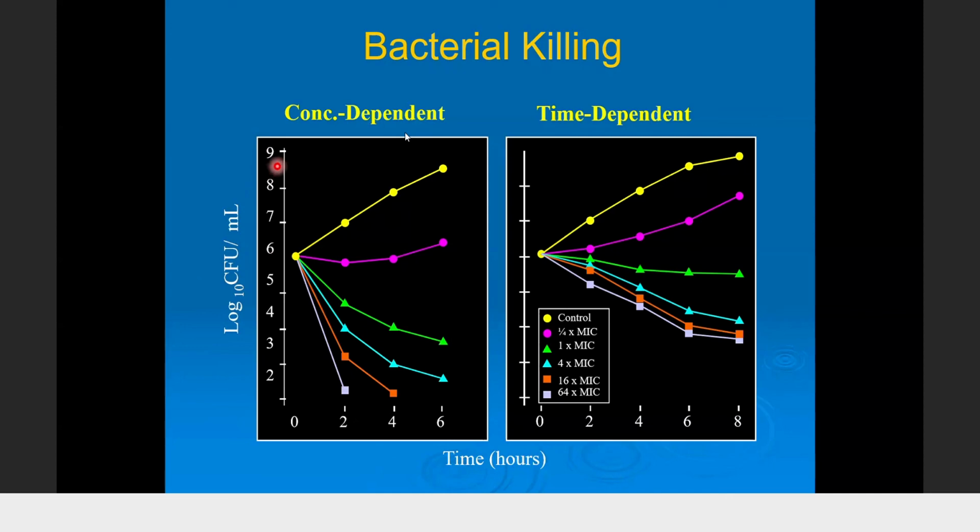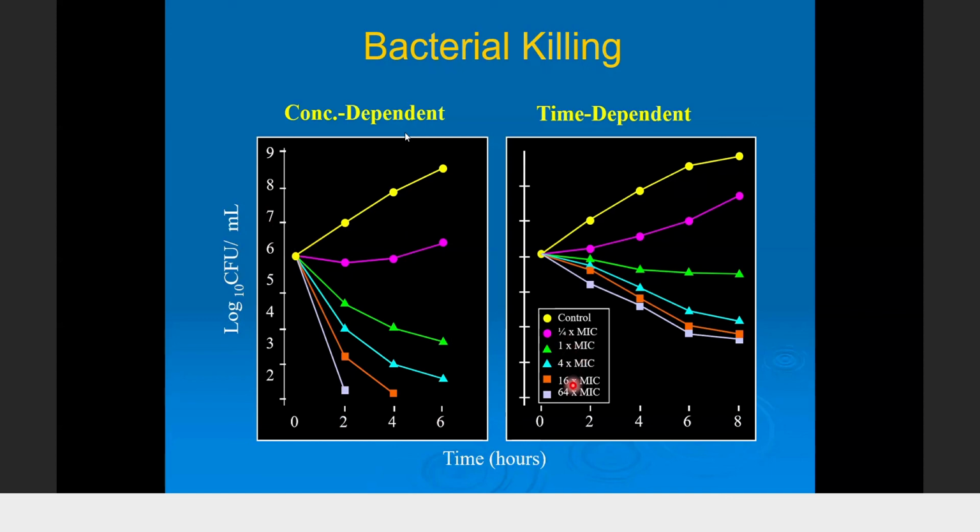Here, as you can see, the y-axis is the log CFU, colony forming unit per ml. This is the bacteria count, versus time. The yellow line here is the control, which is just the bacteria without treatment. It shows a rise in the colony forming unit, CFU, which is increasing. Whereas we don't have to look at the quarter MIC, we just look at the 1 MIC, 4 and 16.